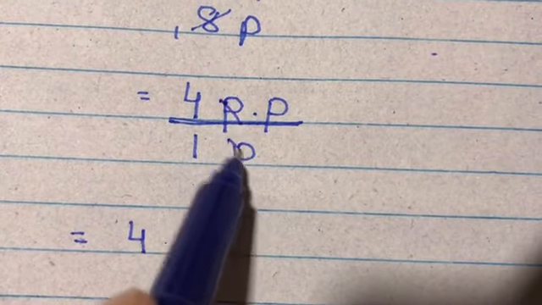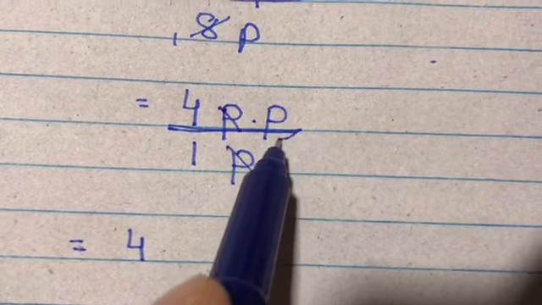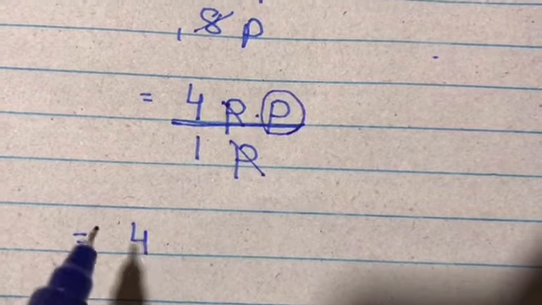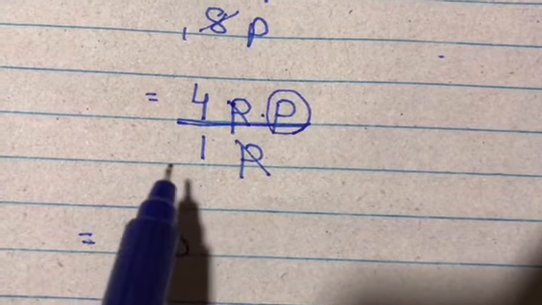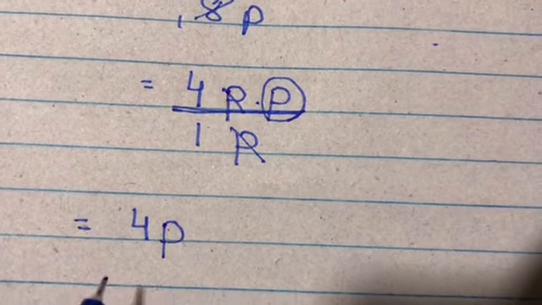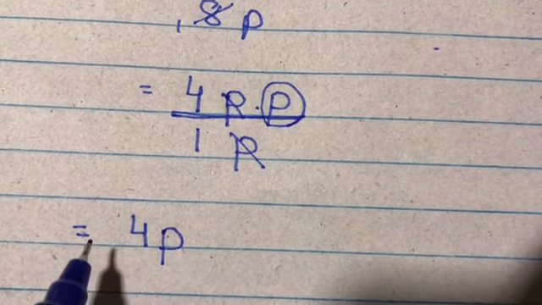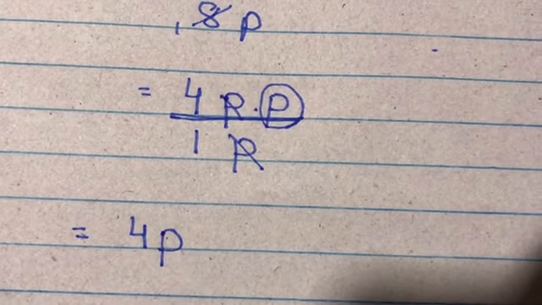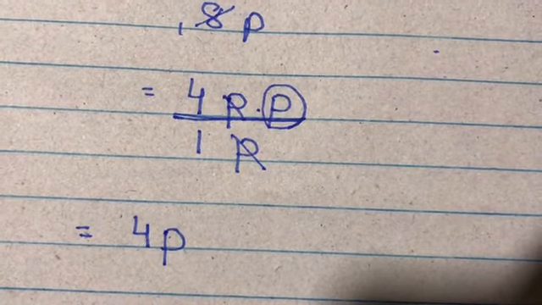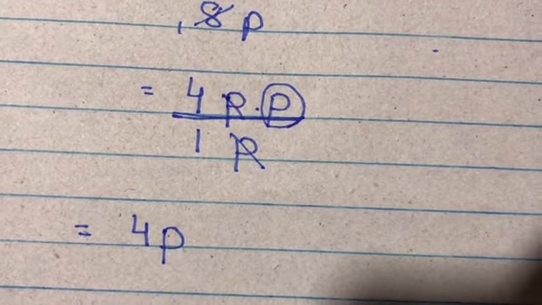1p on top cancels out with 1p at the bottom. And what is left? 4p is left at the top. And you have 1 at the bottom. So 4 over 1 is 4. So you no need to write 1. So 4p is your answer. Simple. Right?